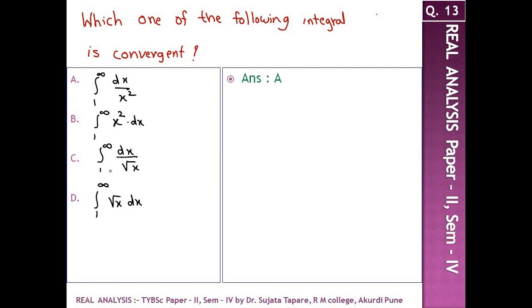We may check the rest of the options. Over here p is equal to minus 2, not greater than 1. Here p is equal to 1 half, not greater than 1. Here p is equal to minus 1 half, not greater than 1. So the correct answer is option A.